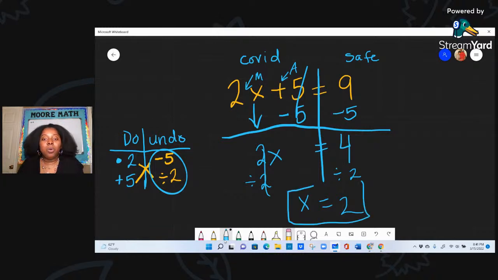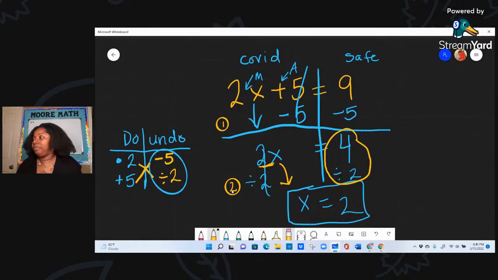Okay, so once again, once you make your do and undo chart, it becomes a lot easier. So this was step 1, subtract 5 on both sides. And then step 2, we had to get rid of this multiplication. And how do we get rid of multiplication? Divide. So we divided both sides by 2. 2 divided by 2 is 1. Now, we don't normally write 1x, right? 1 times x is just x. So that's how we ended up with x on the left side. And on the right side, 4 divided by 2 is 2.